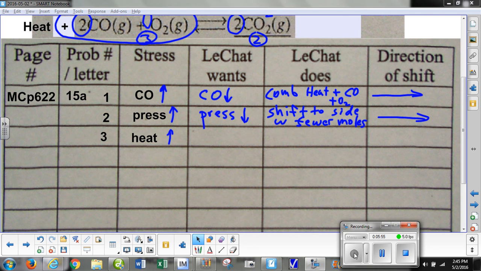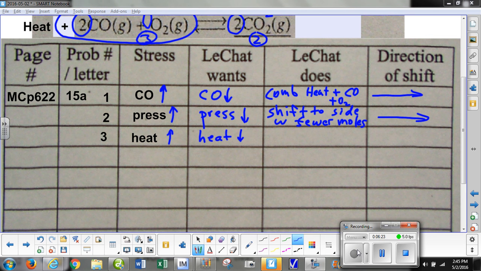Oh, Eric answered correctly: heat. So if heat is up, if that's the stress, what does Le Chatelier want to do next? I'm sorry? He wants to decrease the heat. Indeed he does. And so we got heat over here going down. And now, how is he going to decrease the heat?